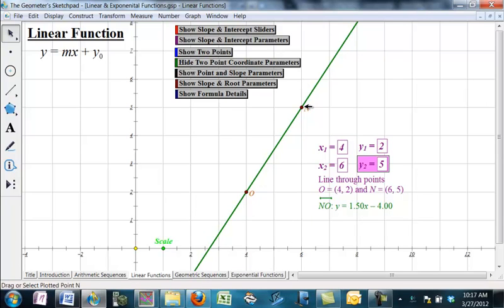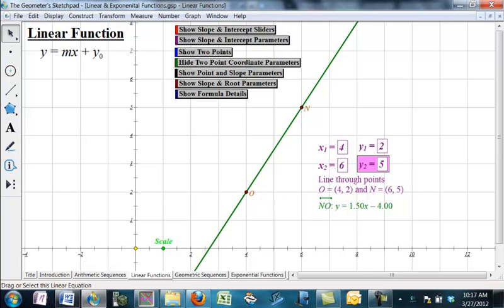Now, what is the equation of that line if you're given two points? Well, to find that, we need to find the slope. So we need to do delta Y divided by delta X. So notice, for going from point O to point N, we're going right 2, and we're going up 3. So that's 3 over 2, or 1.5 as a slope.